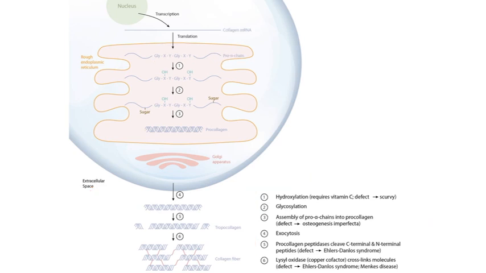Once in the rough endoplasmic reticulum, the pro-alpha chain undergoes 2 more steps, hydroxylation and glycosylation. During hydroxylation, OH molecules are added to proline and lysine residues. You can see that right here. You should also know that vitamin C is a cofactor for these hydroxylation reactions, which means that patients who are deficient in vitamin C may have impaired collagen synthesis. This is also known as scurvy, so it requires vitamin C, and a defect can result in scurvy.